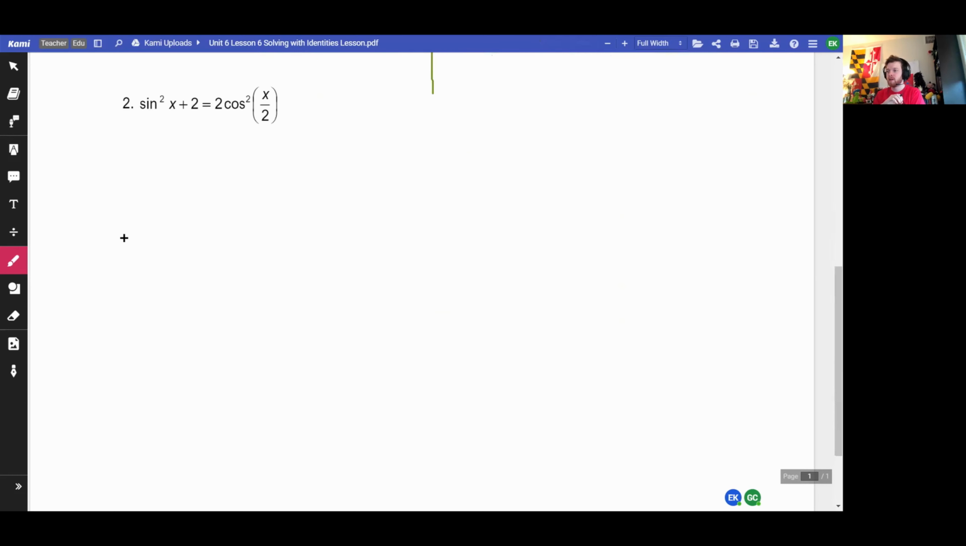Okay, we only have 2 problems for you guys today, so we'll keep moving. Sine squared of x plus 2 is equal to 2 cosine squared of x divided by 2.